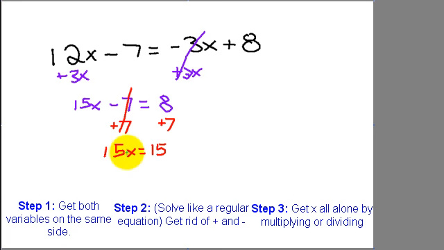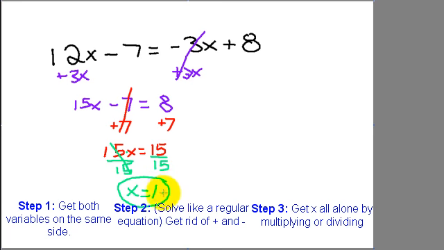So this is 15 times x. So to undo multiplication, we do division. And I'm trying to get rid of the 15, so that's what I'm going to divide by. And whatever I do to one side, I have to do to the other. So on the left here, these cancel out. I just end up with x equals, and 15 divided by 15 leaves me with 1. And that is my answer.